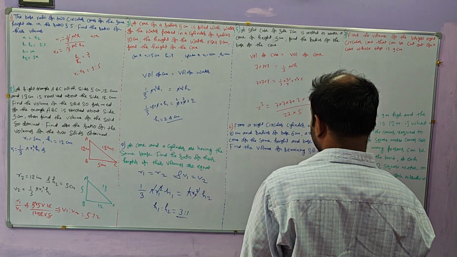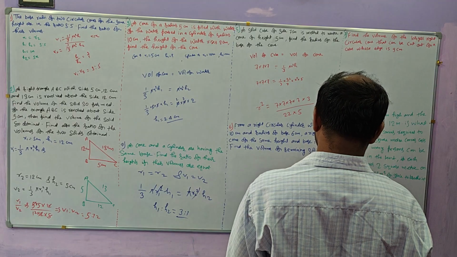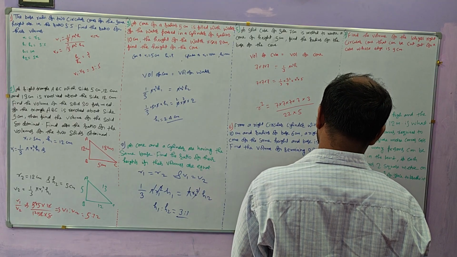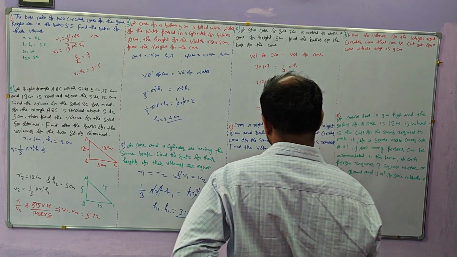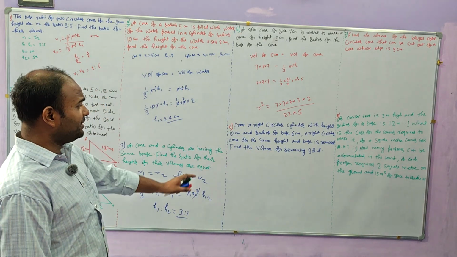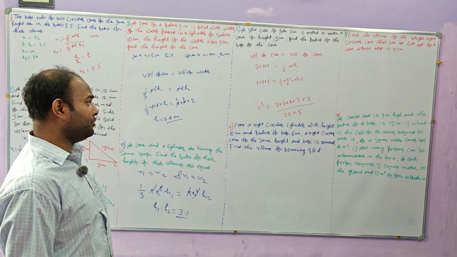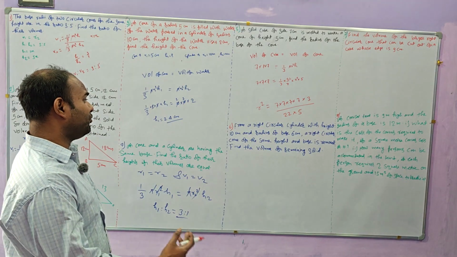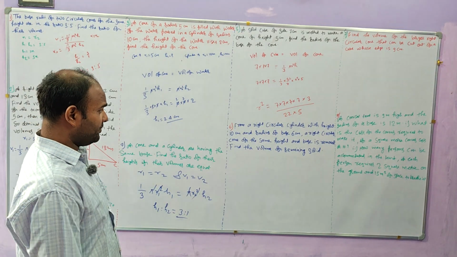In another question, from a right circular cylinder with a height of 10 centimeter and radius of base 6 centimeter, a right circular cone of the same height and base is removed. Find the volume of the remaining solid.